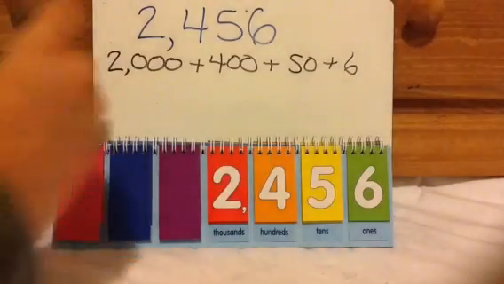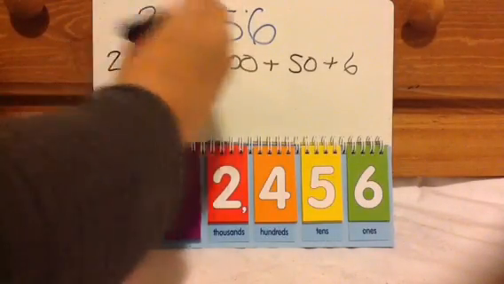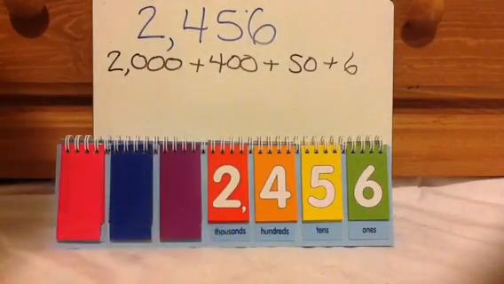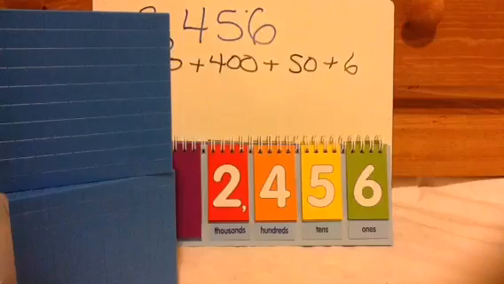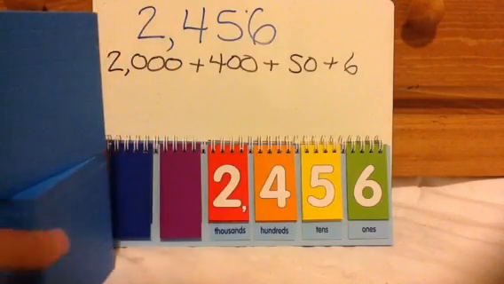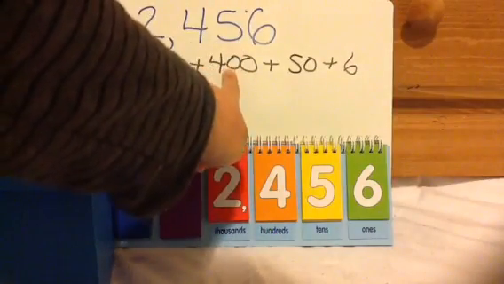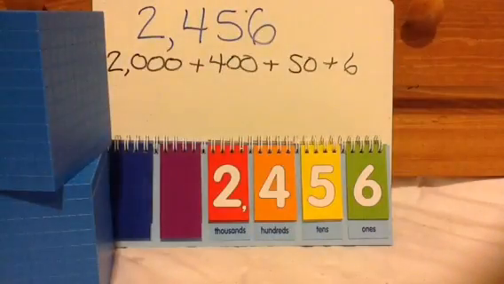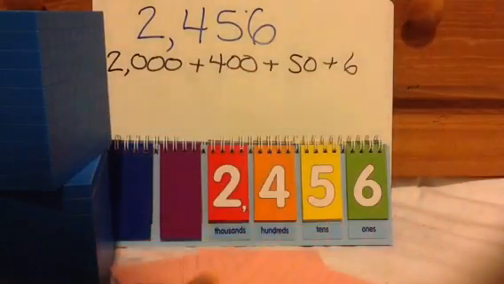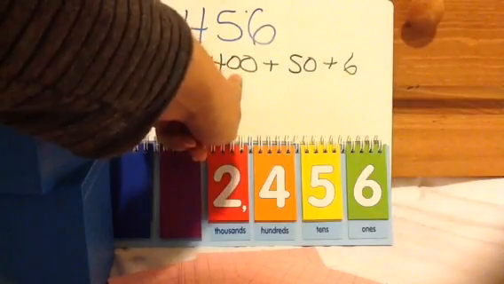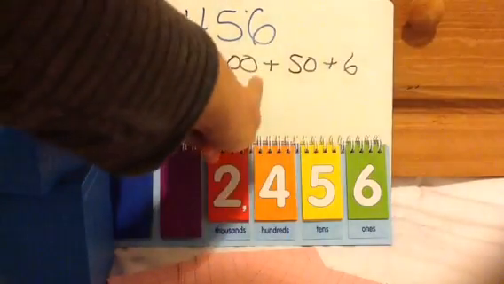Okay, so when you look at this, you're like, oh, that's 2,000. You're saying you have 2,000s blocks. So when you have 2,000s blocks, that is a value of 2,000. When you have a 4 here, the value is 400. You have 400s blocks. So 1, 2, 3, 4. Right here. Here's 400s blocks. So 100, 200, 300, 400. That's why the expanded form stands for that. So 400s blocks is 400.